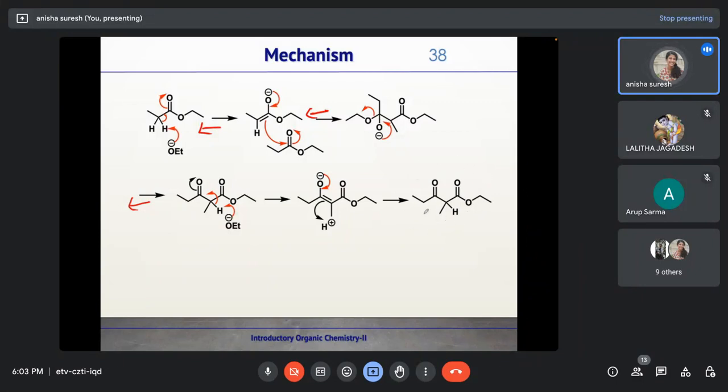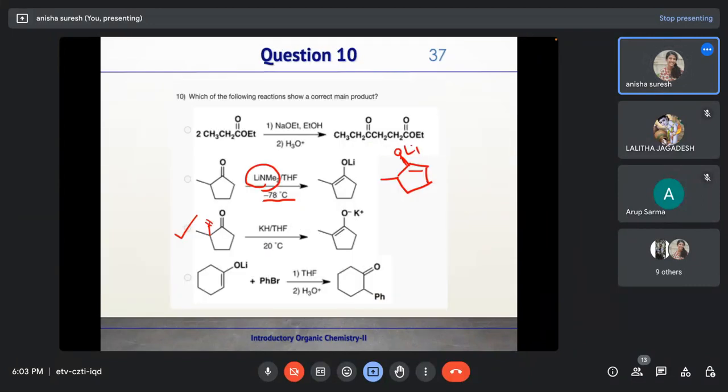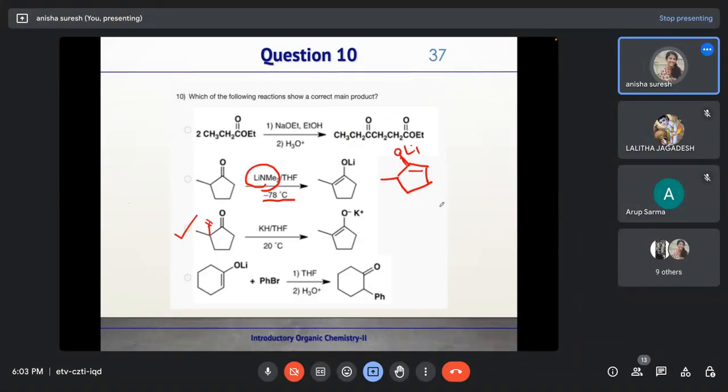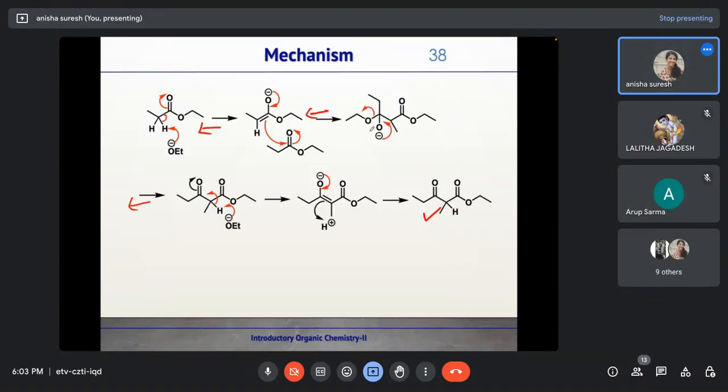So this is the product that will be formed in this reaction, but they have shown a different product, right? So there is no CH3 here. Instead, they have mentioned CH2 here. So that is the wrong option. Here only CH3 is there.